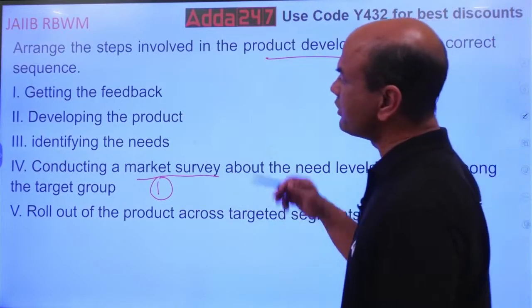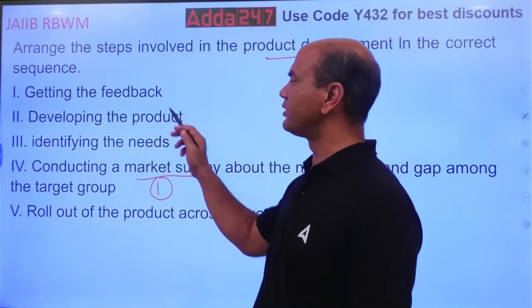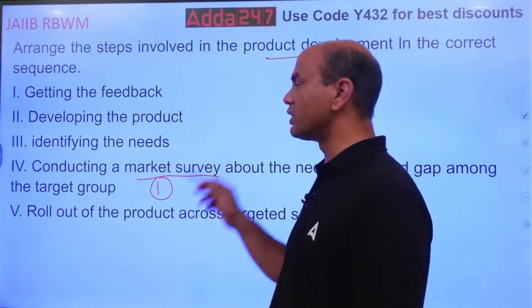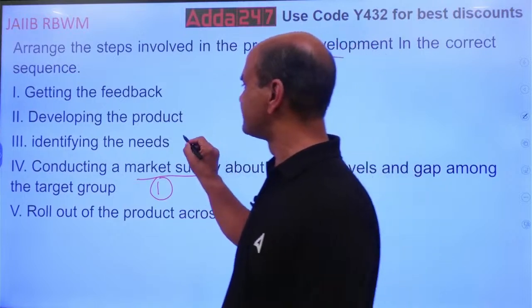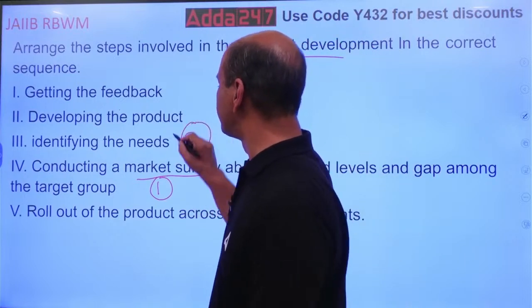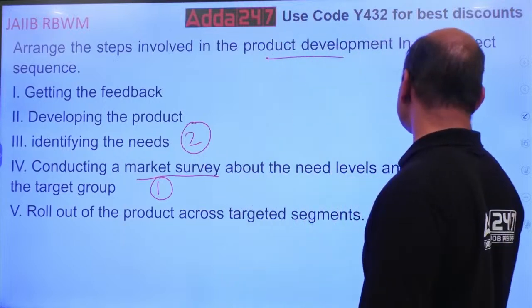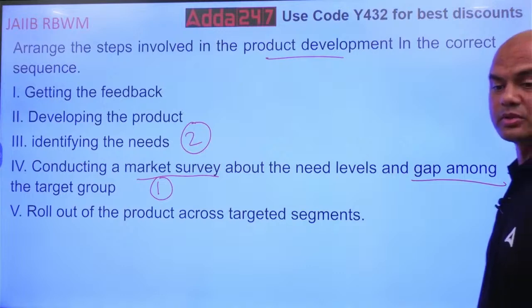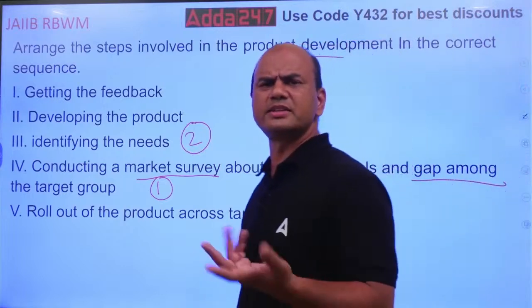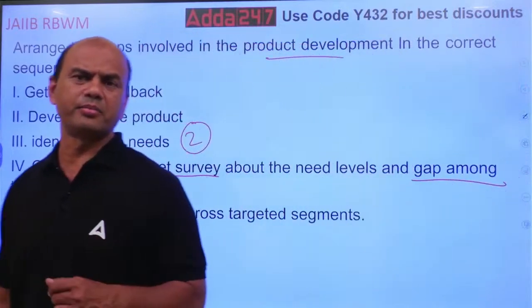Second, from here, what will you do? Getting the feedback, developing the product, identifying the needs, roll out the product. Rolling out the product is later. So second is this: identify the needs. From here, you will come to know the needs and gap. What do you mean by gap? Gap means what customers want and what they don't get. For example, what can be the gap?